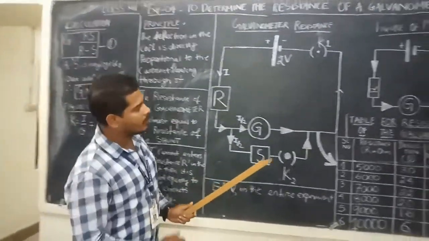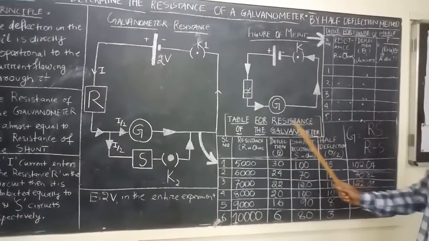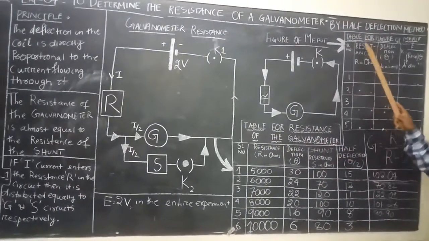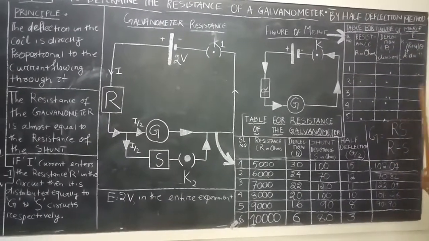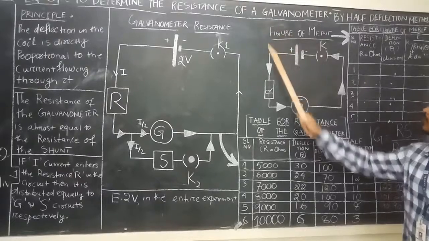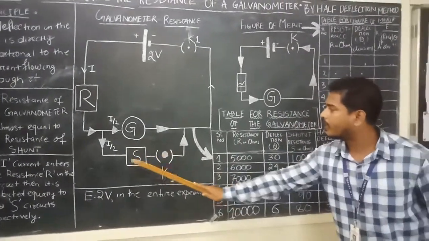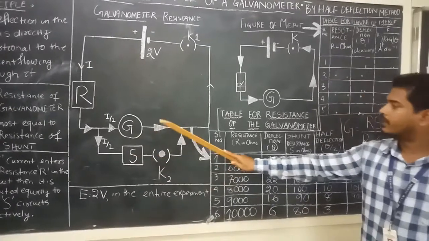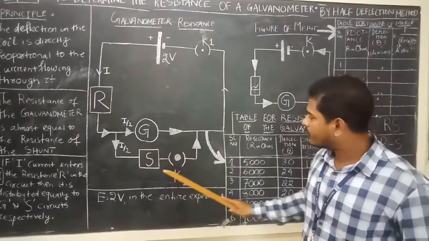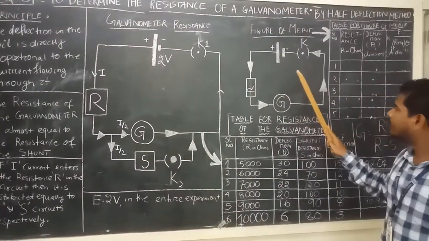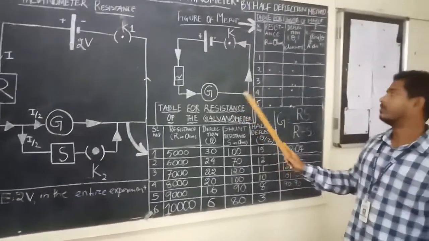For this experiment, we have two tabulations. First is the table for resistance of the galvanometer, and the second one is the table for figure of merit. Now, this is the diagram for the figure of merit. In this, there is no shunt. The shunt is eliminated from the circuit. When we were finding the galvanometer resistance, the shunt was in the circuit, but in this figure of merit, there is no shunt in the circuit, as you can see.